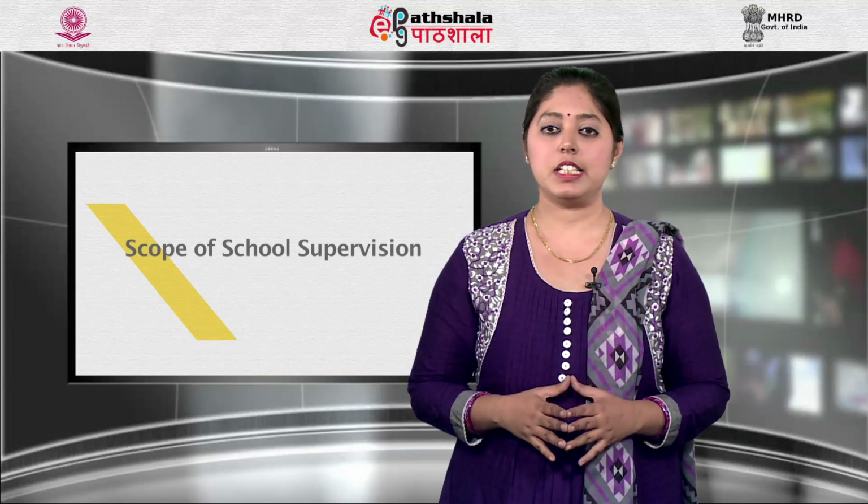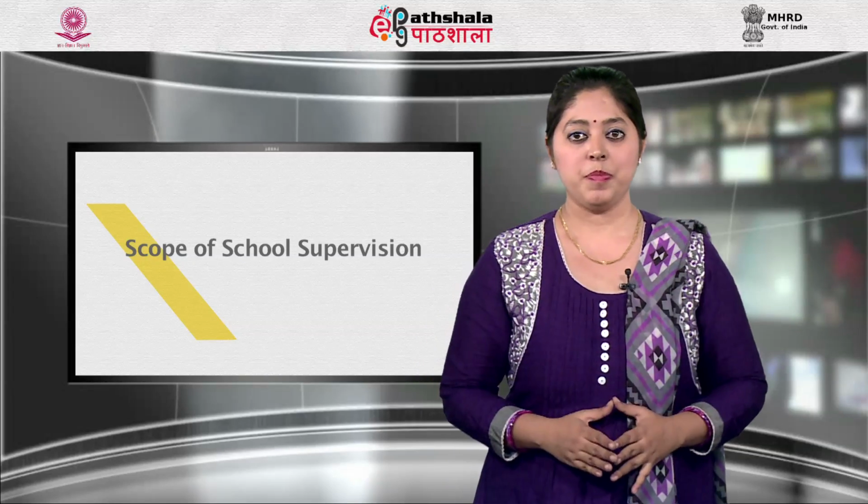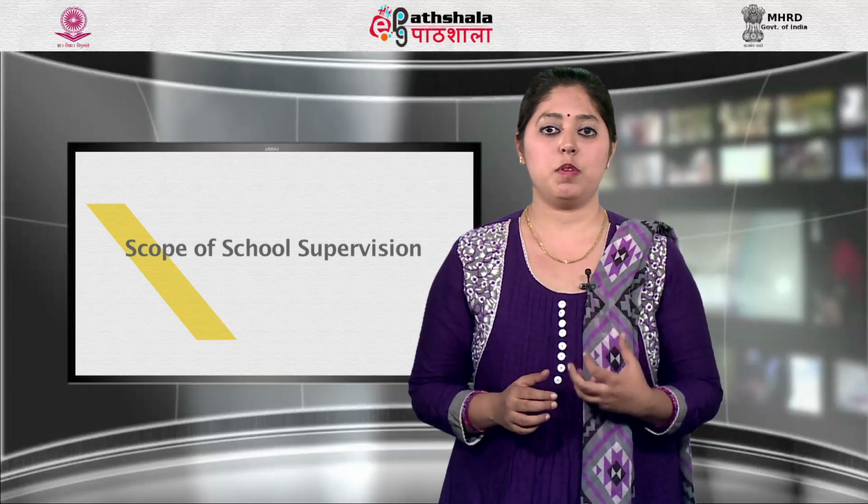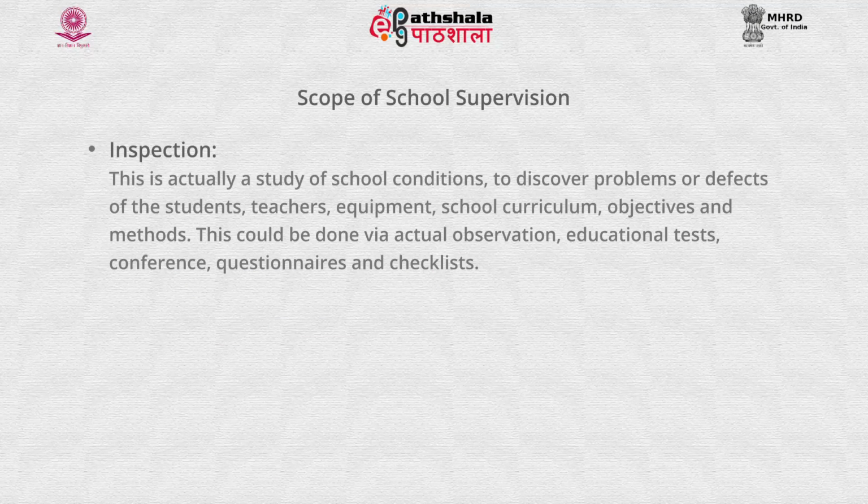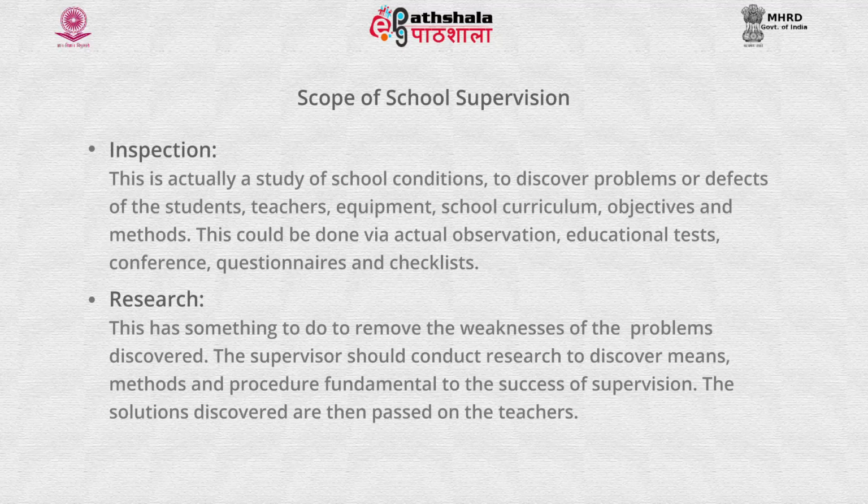So students, next we will discuss the scope of school supervision. The major functions logically under school supervision are, first, inspection. This is a study of school conditions to discover problems or defects of the students, teachers and school curriculum, objectives and methods. This could be done via actual observation, educational tests, conferences, questionnaires and checklists. Second is research. This has to do with removing the weaknesses of the problems discovered. The supervisor should conduct research to discover means, methods and procedures fundamental to the success of supervision. The solutions discovered are then passed on to the teachers.